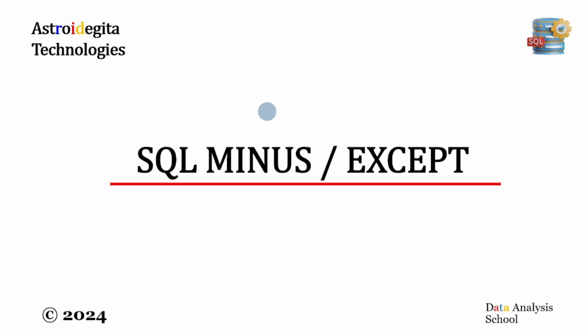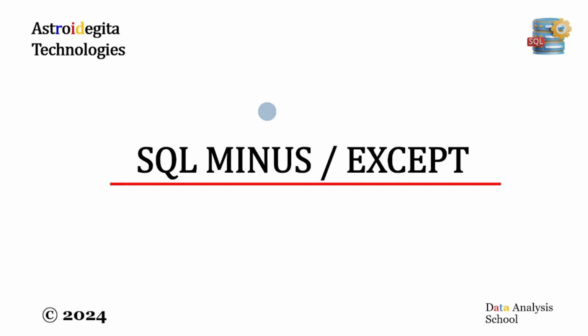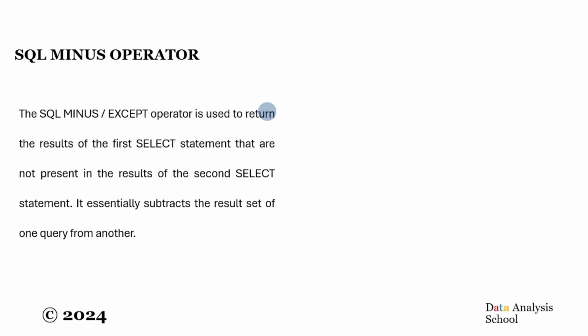In today's SQL tutorial, we are going to be looking at the SQL MINUS or EXCEPT operator. My name is Ezekiah Omoyemi. What is the SQL MINUS or EXCEPT operator? The SQL MINUS or EXCEPT operator is used to return the results of the first SELECT statement that are not present in the result of the second SELECT statement. It essentially subtracts the result set of one query from another.